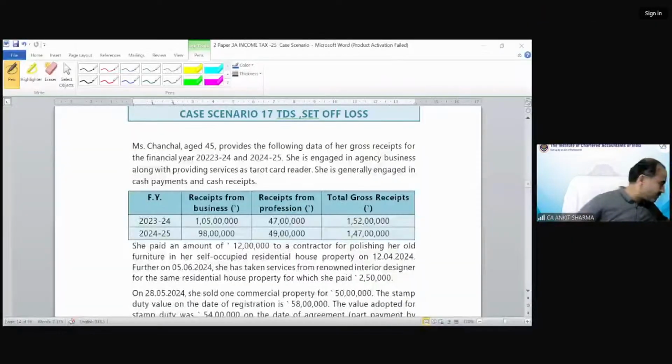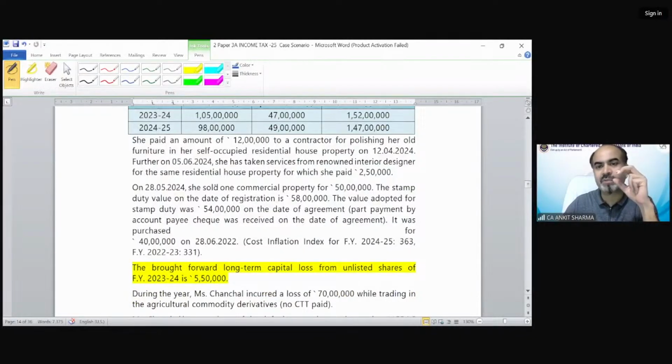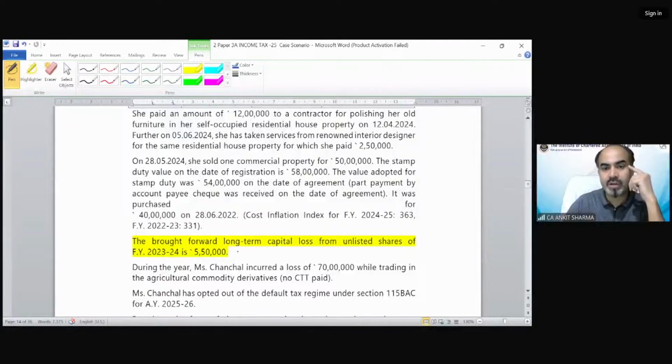Moving ahead. So case scenario 17, we are going to discuss. You can see Chanchal, age 45 years, provides the following data of her gross receipt for the financial year 23-24. Let me tell you, in this question, a very small part is related to set off provisions, and we are going to solve that part only because the other part is for capital gain, etc. And I believe the faculty who took the heads of income must have already solved this part of the question. The brought forward long-term capital loss from unlisted shares of financial year 23-24 has been given as 5,50,000.